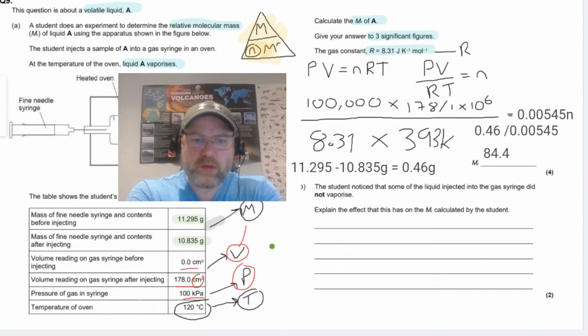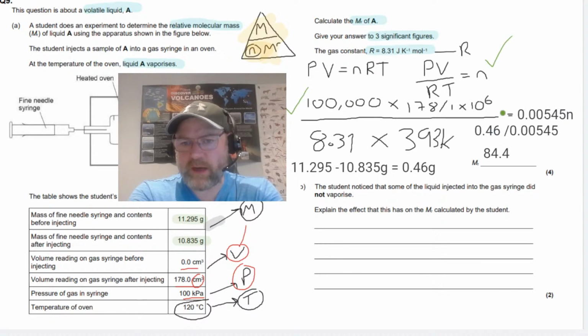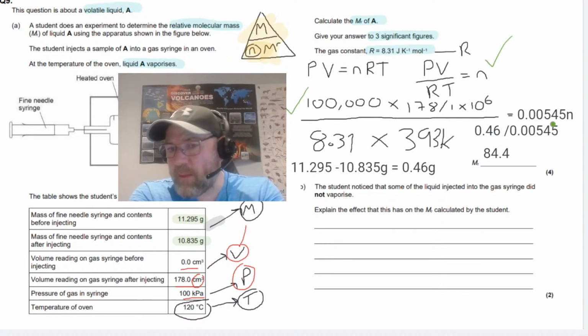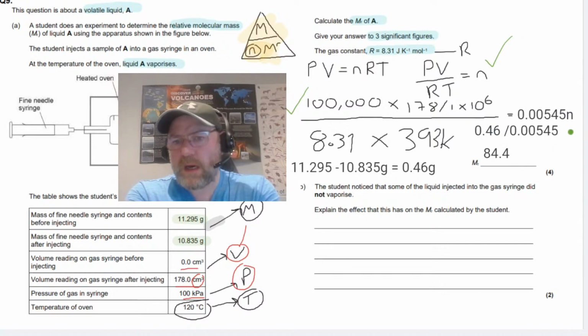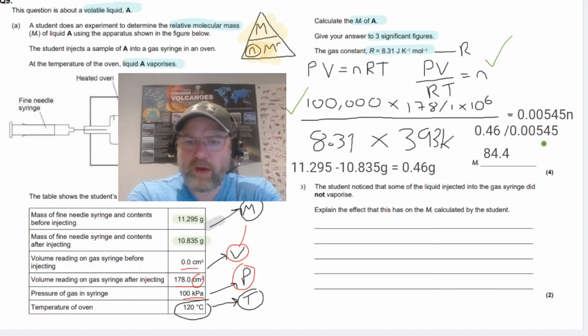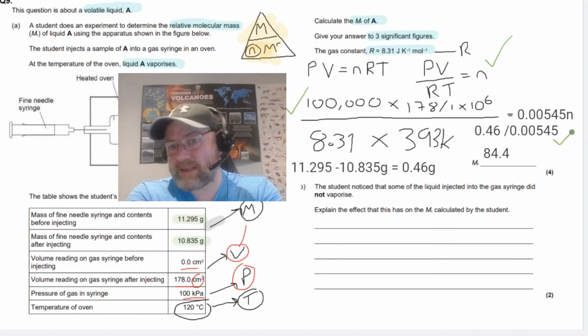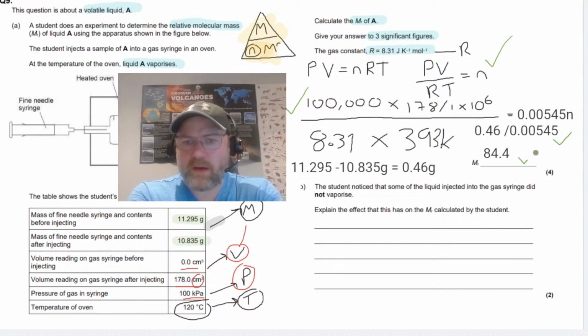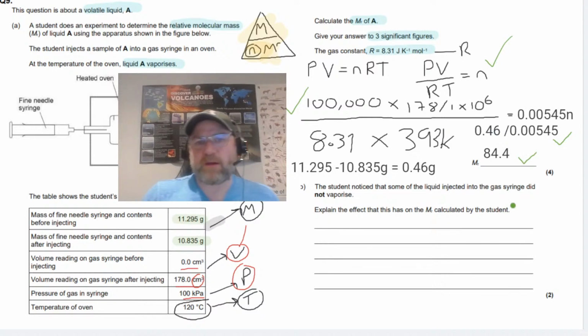So you have the working out now. 1 mark for the conversions, 1 mark for rearranging the equation, normally 1 mark for moles. I'm surprised it's only 4 marks. Normally 1 mark for carrying out the equation, but a mark for mass over moles, and then a mark for the significant figures.